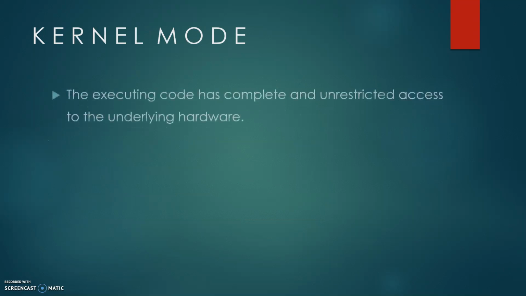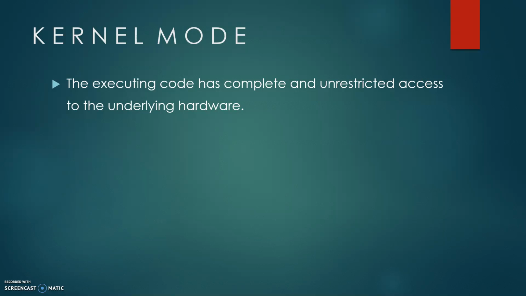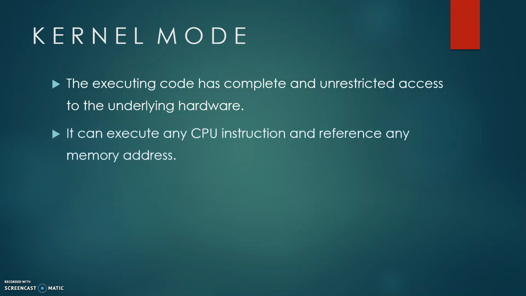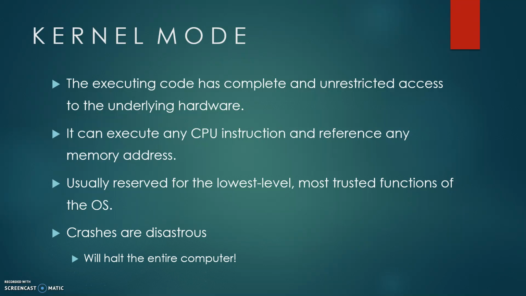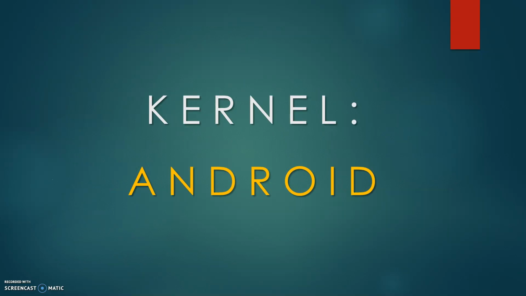In kernel mode, on the contrary, the executing code has complete and unrestricted access to the underlying hardware. It can execute any CPU instruction and reference any memory address. Not to forget, it is also reserved for the lowest level, most trusted functions of the OS. So crashes in kernel mode are really disastrous. It will halt the entire computer and stop the entire system from functioning.